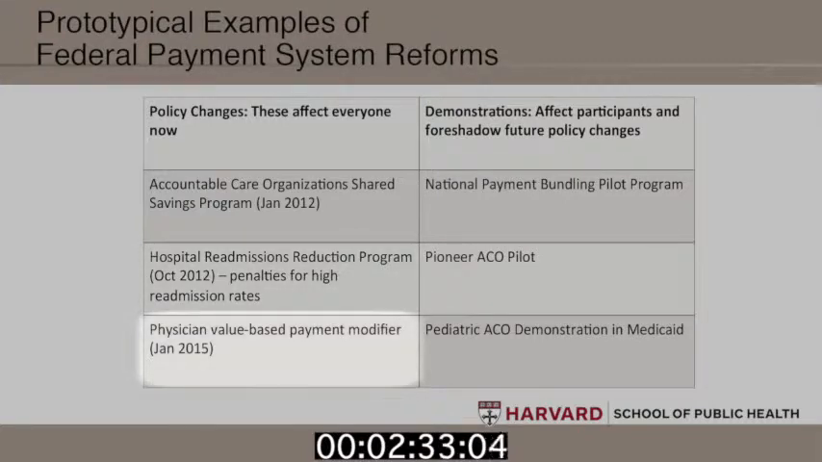Likewise, Medicare is changing the way it pays physicians with regard to the quality and cost of care. The new physician value-based modifier program has gone into effect, where physicians in groups of 100 or more in Medicare are being rewarded for high quality and low cost.